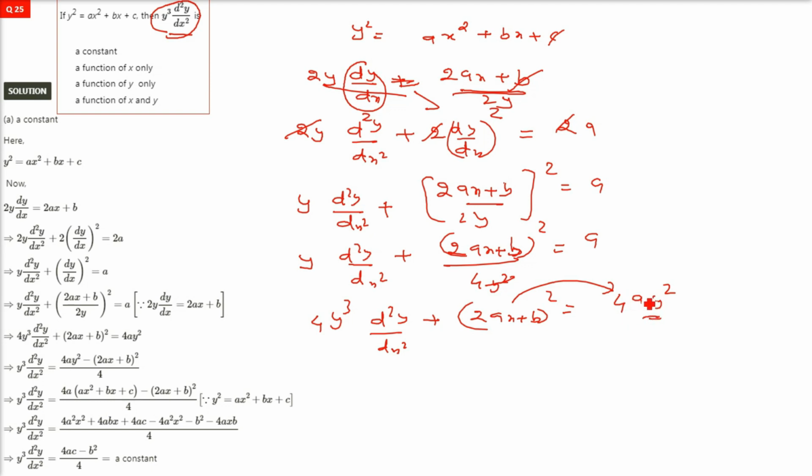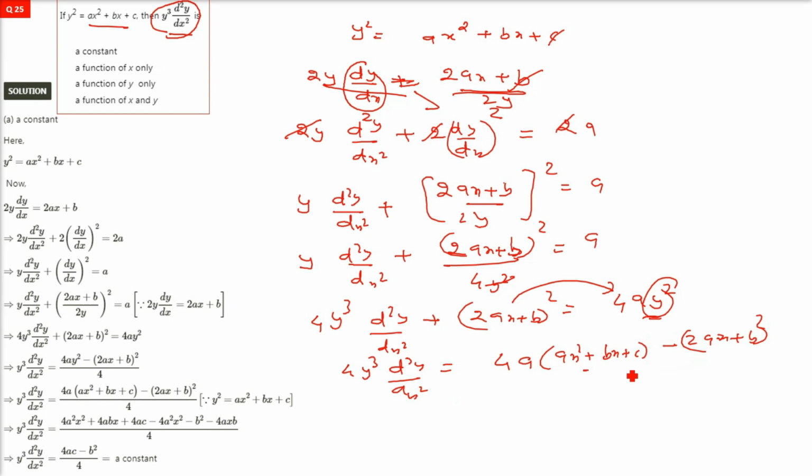So 4ay square. Oh, here y square can be replaced. As I told you, y square will be replaced somewhere. Y square can be replaced as ax square plus bx plus c here. So you get 4y cube d2y by dx2 is equal to 4ay square. In place of y square, I'm replacing it by ax square plus bx plus c. On the right, it is 2ax plus b whole square subtracted. Now, this is divided by 4.